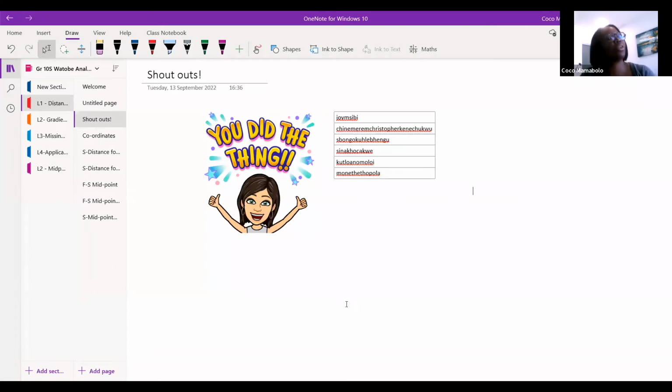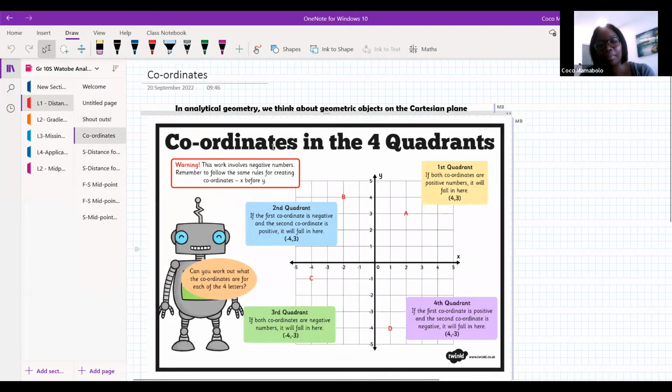So today we are going to be starting a new chapter. It's called Analytical Geometry. And we are going to be looking at the coordinate plane or the Cartesian plane, because that's where a lot of the analytical geometry we do takes place. It takes place on a Cartesian plane.